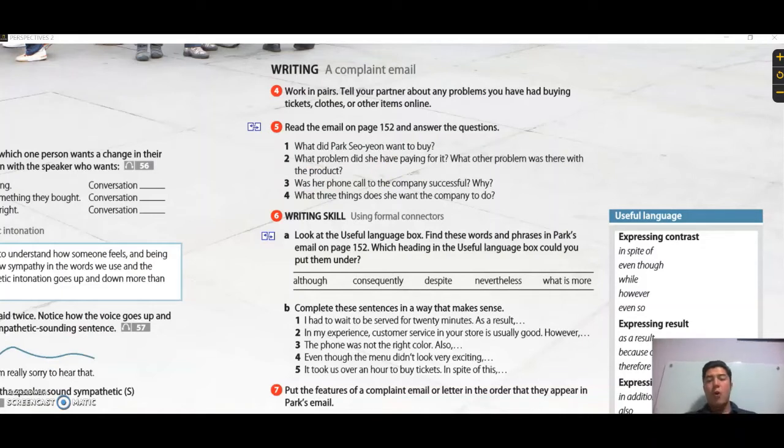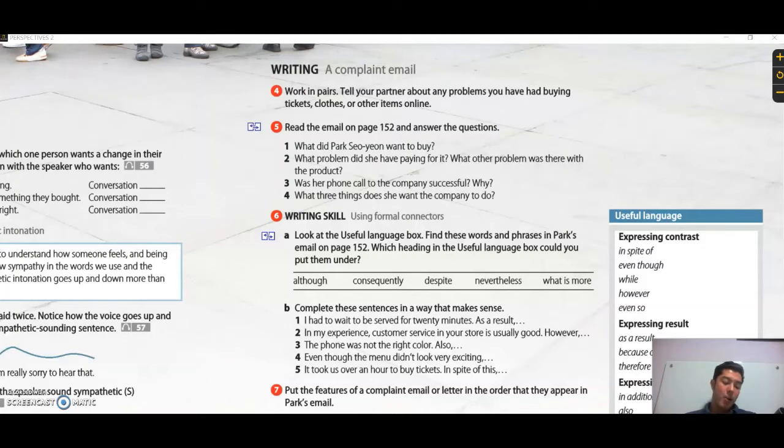It says, was her phone call to the company successful and why? She mentions that she called the helpline, but despite your company's good reputation for customer service, the man she spoke to was not very helpful. He suggested entering the code again, but that's something that the lady, the client, had already done. And when she explained that she had already done that, he said it was company policy not to give new codes.